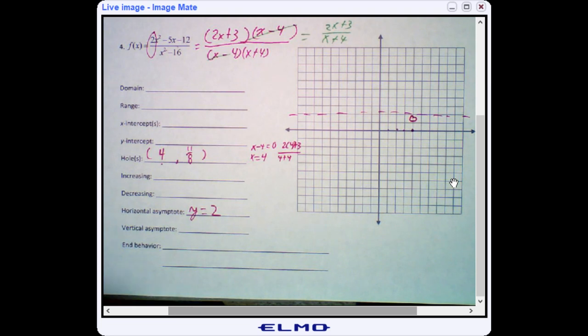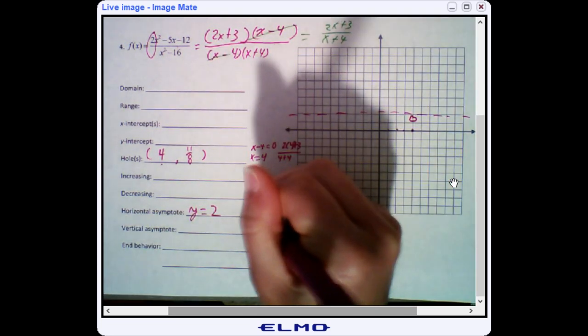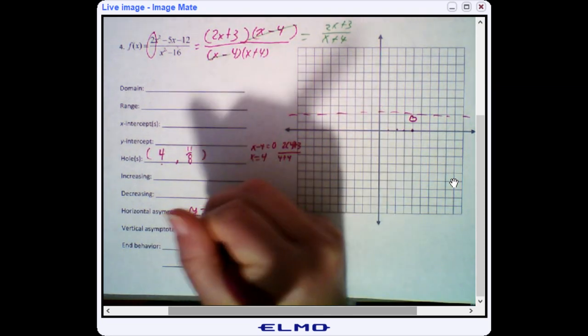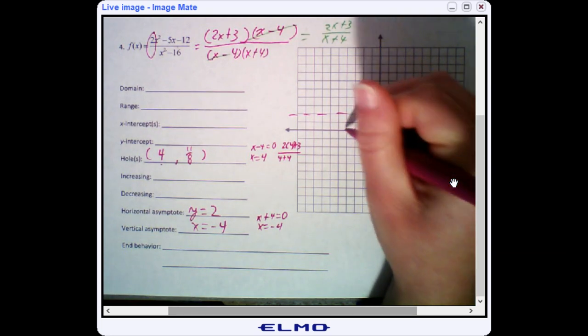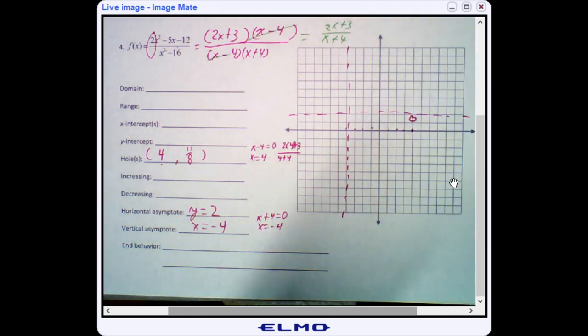Vertical asymptote. I take my simplified x plus 4 and I figure out what would make that 0. So x is -4. Put my dotted line in.